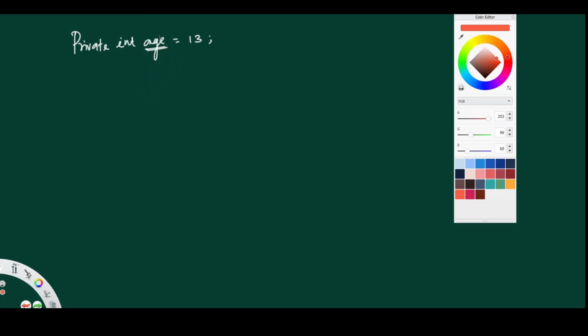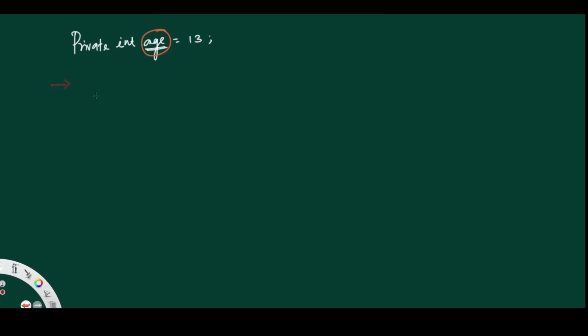For that I'm going to take one small example, like private integer age equal to 13. We all know age is an identifier. Now we will see a few valid identifiers. Age is valid, and Age with a capital A is also a valid identifier, because Java is a case sensitive language. So if you have a variable like this and a variable like this, both are different variables because Java is a case sensitive language.